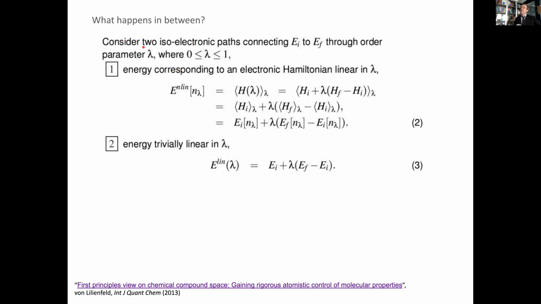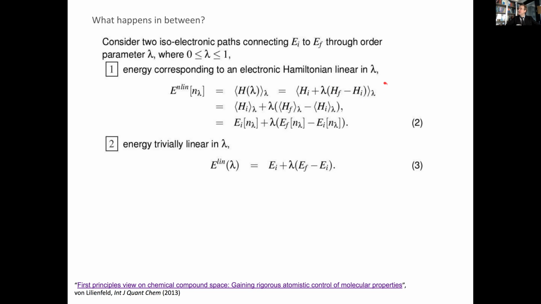So you consider 2 different isoelectronic paths, right? Connecting some initial to some final energy through some order parameter lambda. And first, you consider the energy where you linearly interpolate the electronic Hamiltonians. Okay. So typically the energy is then nonlinear. So we call this E nonlinear. Right? E nonlinear is the expectation value of the linear interpolation of the Hamiltonian, as you see it.